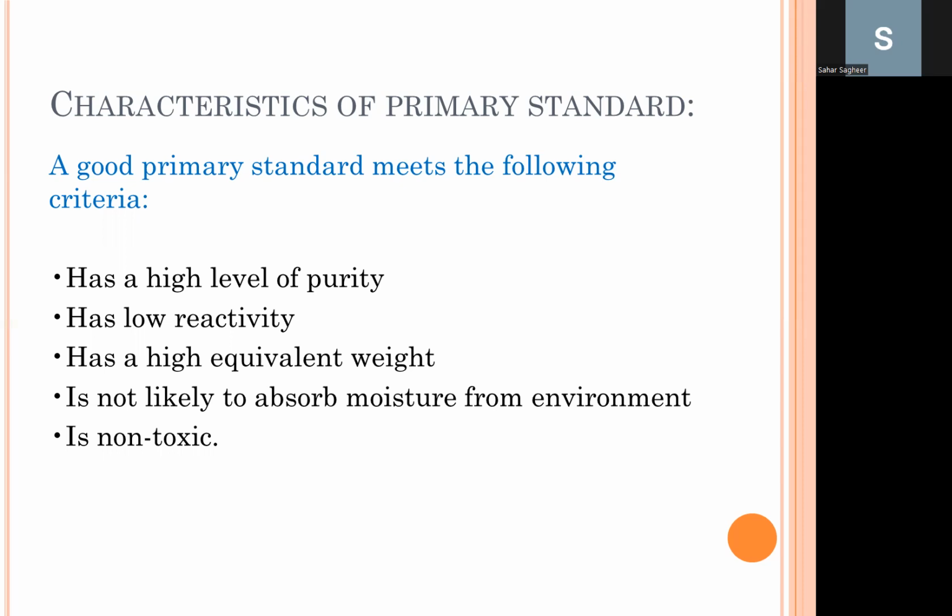Okay, so the next characteristic of a primary standard is that it should not absorb moisture from the environment. Because if it absorbs moisture, it would change its physical or chemical properties, so it shouldn't absorb moisture from the environment, and it should be non-toxic.